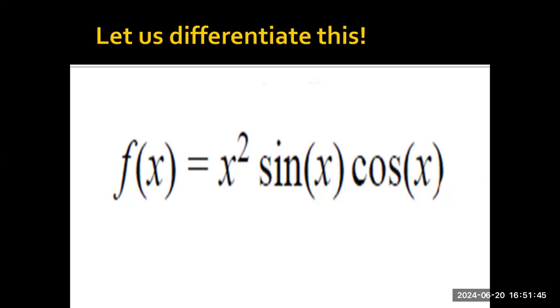So, to do this, we'll use the product rule to differentiate this function. We need to use the product rule for the three factors. Let's break it down step by step.